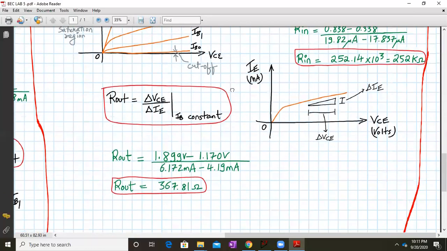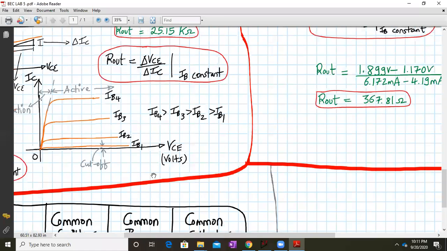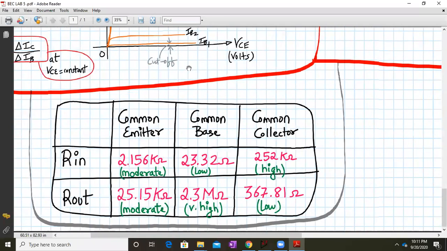So R in and R out we have got, and now we are ready to summarize the input and output impedances for common emitter, common base, and common collector. So for common emitter, we are getting a moderate value in kilo ohms for input impedance, and for common base, we are getting a very low value, and for common collector, we are getting a very high value. Similarly, the output impedance for common emitter is moderate; it's a few kilo ohms. For common base, it's very high, and for common collector, the output impedance is very low.